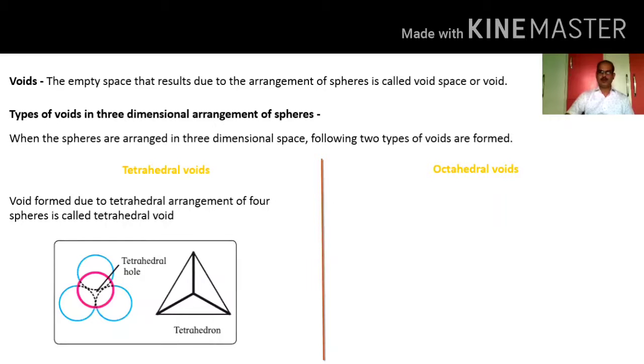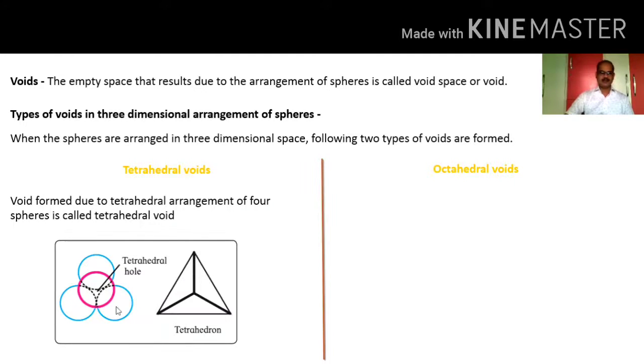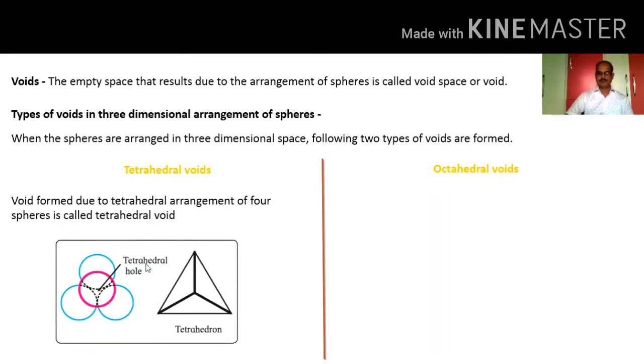This tetrahedral void looks in this way. If you see the blue colored spheres, they belong to one layer and they form a triangular void. On this triangular void, if I place a sphere of a layer above it, then this triangular void gets hidden and the triangular void gets converted into what is called a tetrahedral void.